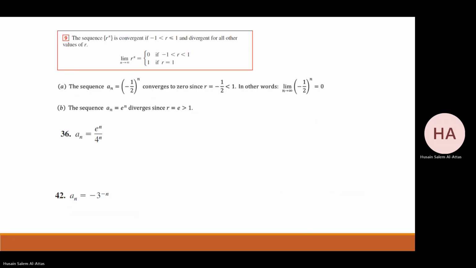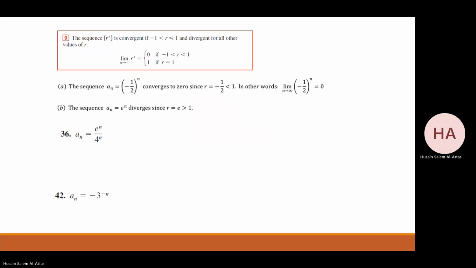Now, for r to the power n, yeah, I have this case for r to the power n. What will happen? I have this actually. I explained it in the previous video, but let me rewrite all the cases for this in one place.